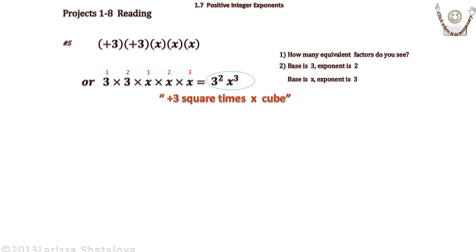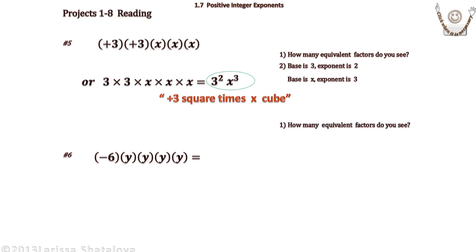Next example, we have negative 6 times y times y times y times y. Again, how many equivalent factors do you see? 1, 2, 3, 4. Okay, so base is y and exponent is 4. But negative 6 we have to keep as a factor. Now, negative 6 times y to the 4th power.